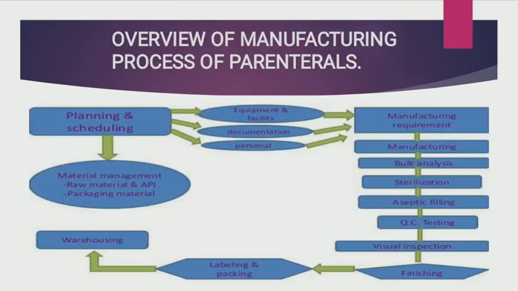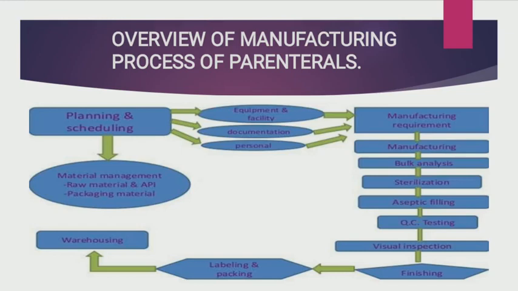Now this is the overview of the manufacturing process of parenterals. So how will the arrangement for the processing be? This is the planning and scheduling. The first step of the process will always be planning and scheduling. So what will come under this? First one is equipment and facility, second one is documentation, and third one is personnel. And now the material management. There will be raw material and API as well as packaging material.